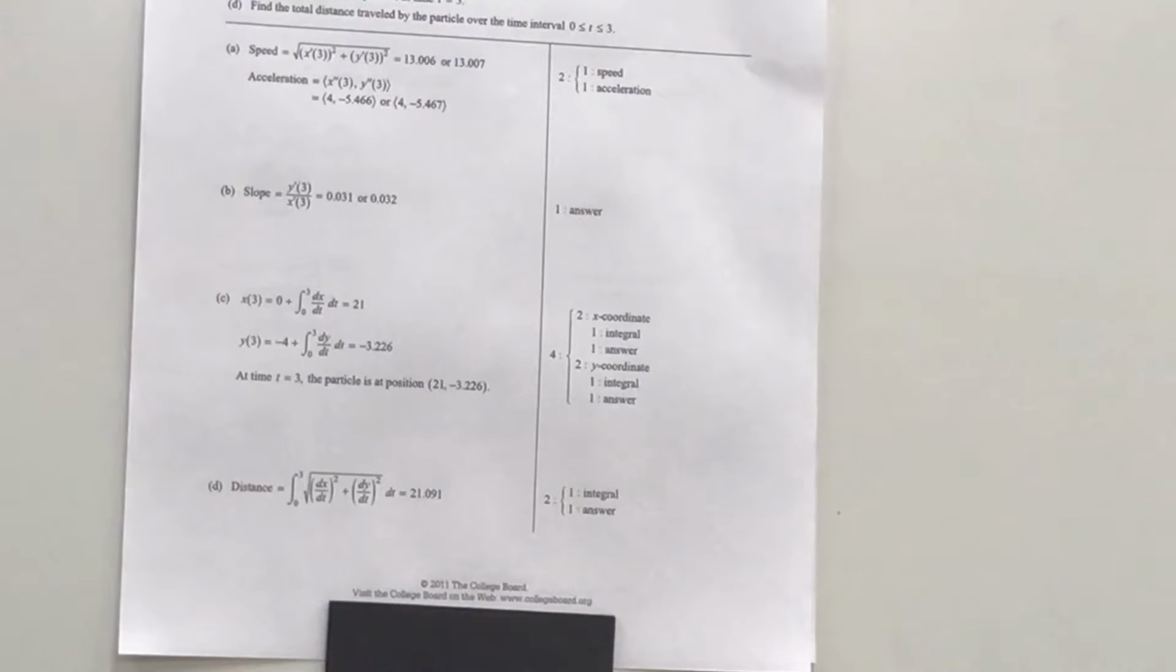First of all, remember from the last video, speed is the square root of dx dt squared plus dy dt squared. And so your dx dt is given to you. You plug in 3, you get 13. dy dt, you plug in, it's whatever the sine of 9 is. The calculator does that for you. And it's just the square root of dx dt squared plus dy dt squared. That number should come out of your calculator.